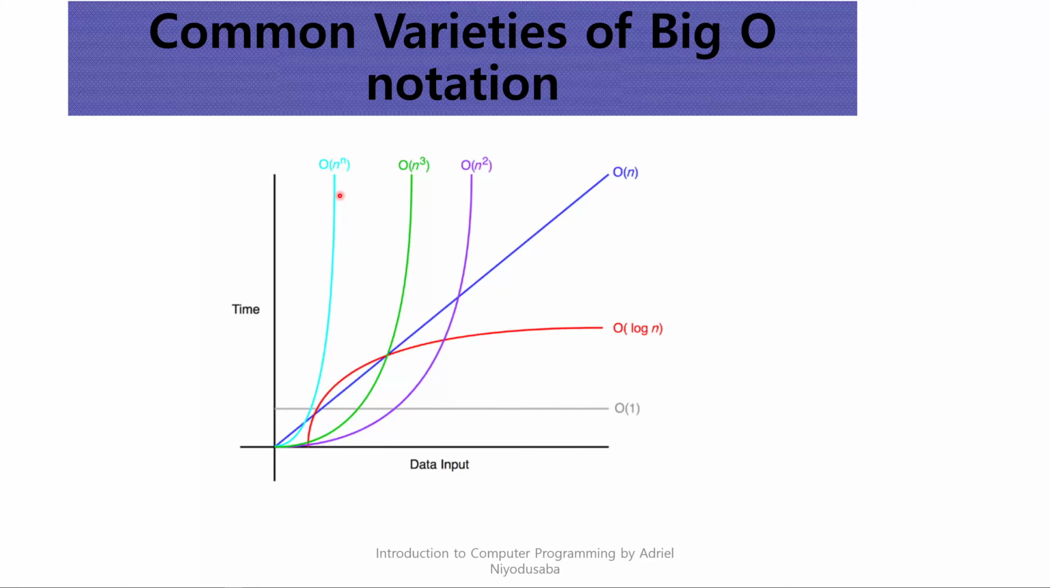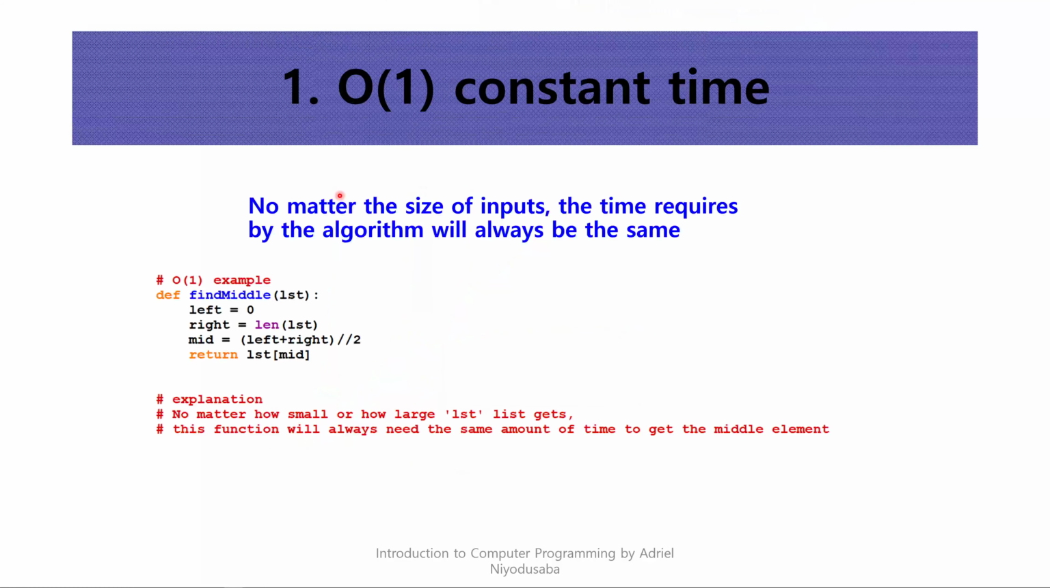So what is this all about? The O of 1, aka constant time, means that no matter the size of inputs, the time required by the algorithm will always be pretty much the same.